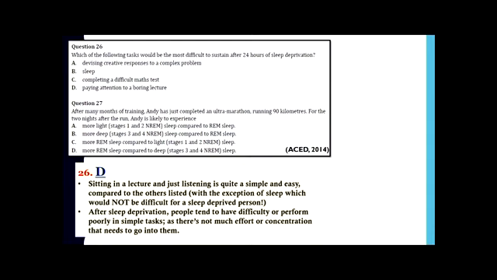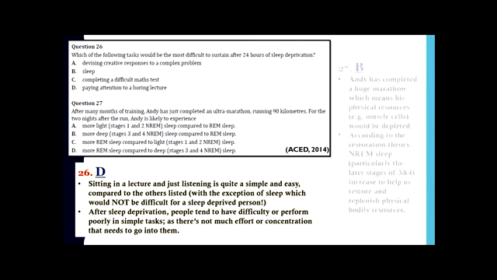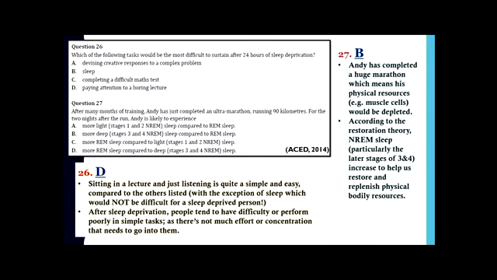What about 27? Anyone have any idea? B, because you need more deeper stages of NREM to restore and replenish. Okay, yeah, good. And what is the name of the theory associated with that? I think it's restoration. Yeah, restoration. Good, awesome. You guys are really smart. Okay, so restoration theory. Another thing I have to mention here in relation to our scientific literacy.